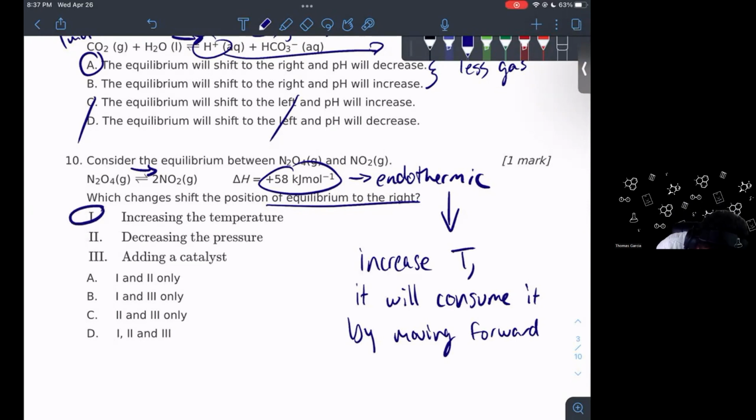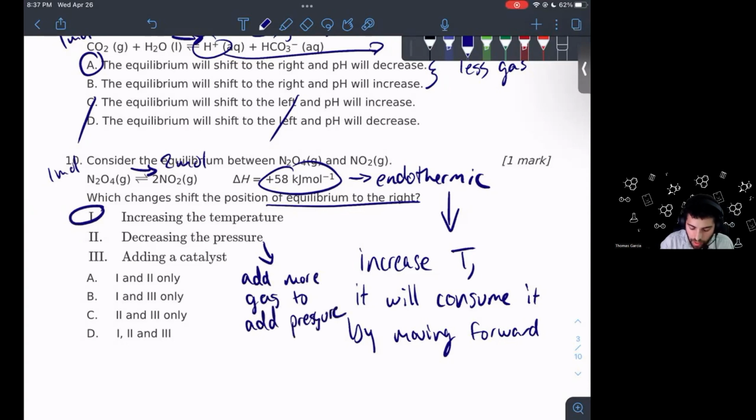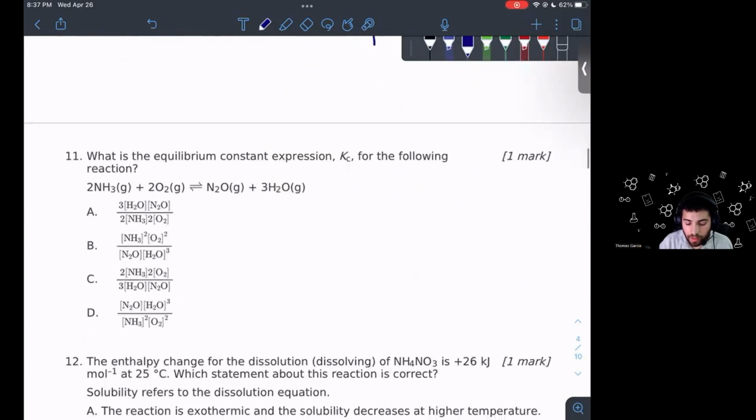Decreasing pressure, let's see. We have 1 mole here. We have 2 moles here. And so if we want to add more gases, then yeah, we'll decrease the pressure because this will try and add more gas to add pressure. And thus by doing so, we know it's 1 and 2. Oops, nope, hold up. Last one, number 3, adding catalysts. Oh, well, catalysts don't change the reaction. It is 1 and 2. A, bam, got it. All right.